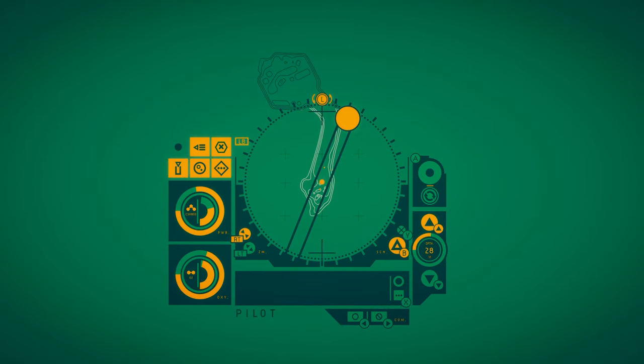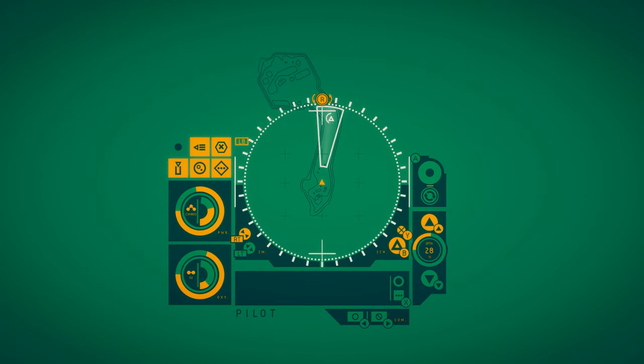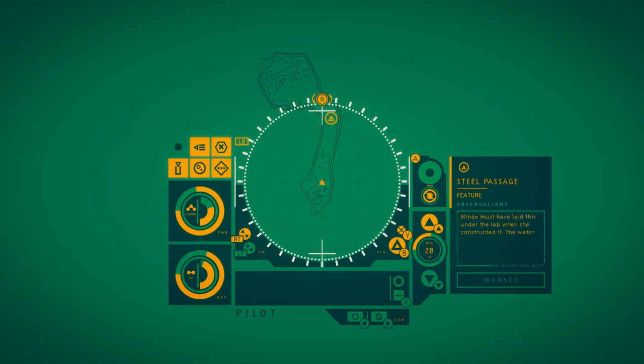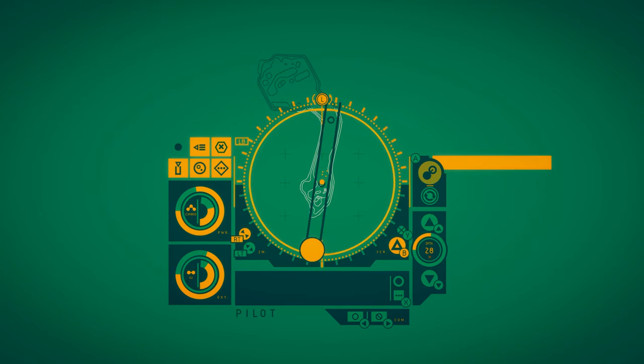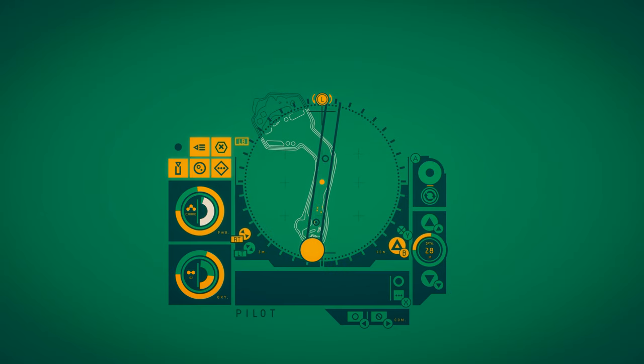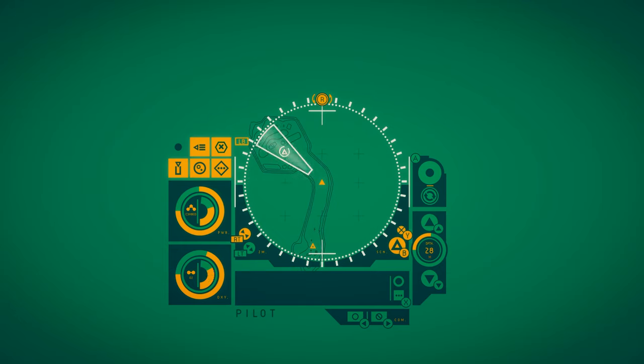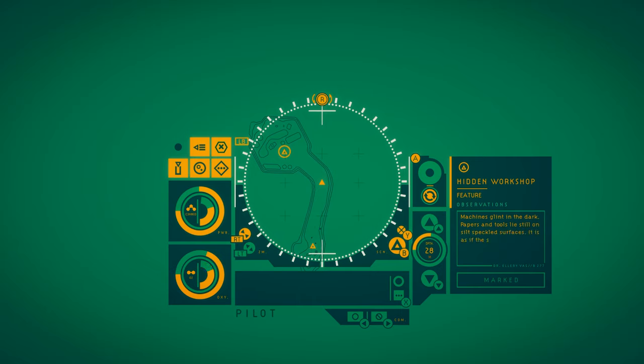Hope it's safe down here? Oh, looks like it is. Steel passage. Minae must have laid this under the lab when she constructed it. The water's clearer here, shielded from the microbial clouds. Hidden workshop. Machines glint in the dark. Papers and tools lie still on silt-speckled surfaces. It's as if the scene has been frozen, captured in time.